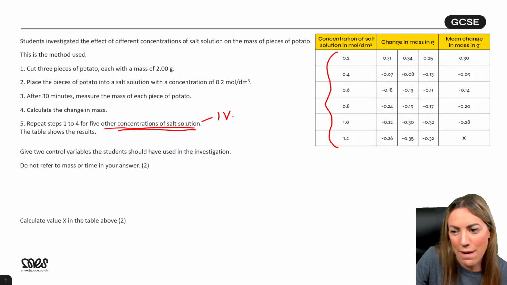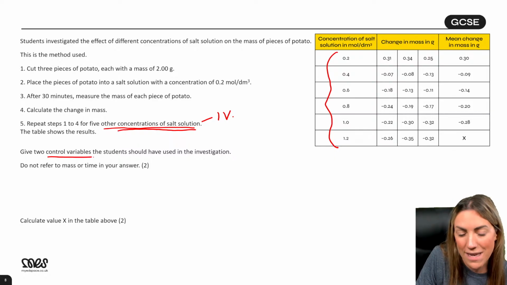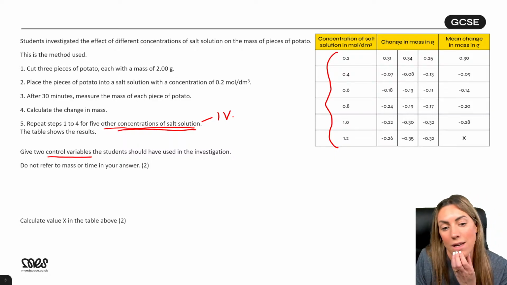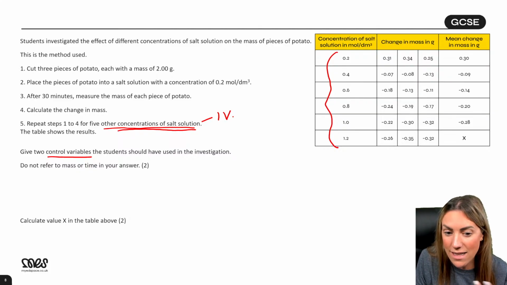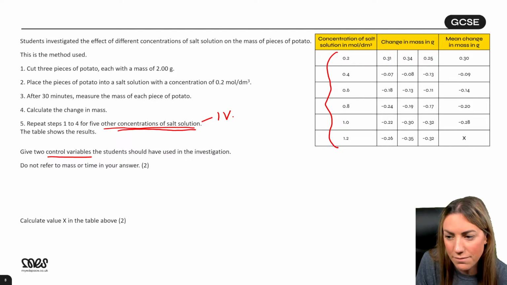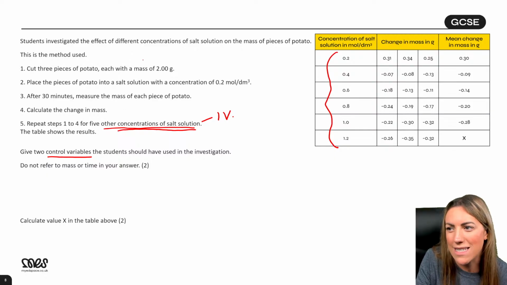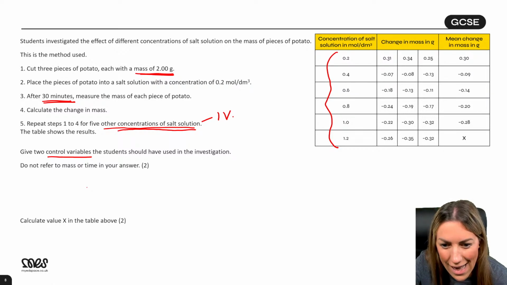Now, then we need to think about control variables, which are things we keep the same. Because if we don't keep them the same, they could affect the rate of osmosis. They could affect the mass of the potato. So don't refer to mass or time. Don't refer to mass or time because it told you the mass was controlled and it told you the time was controlled. So what else? We can't refer to mass or time.